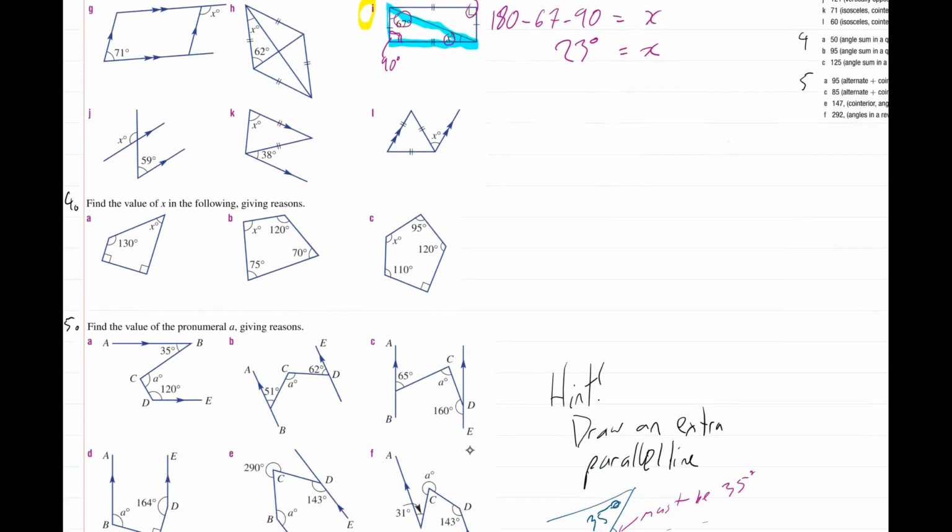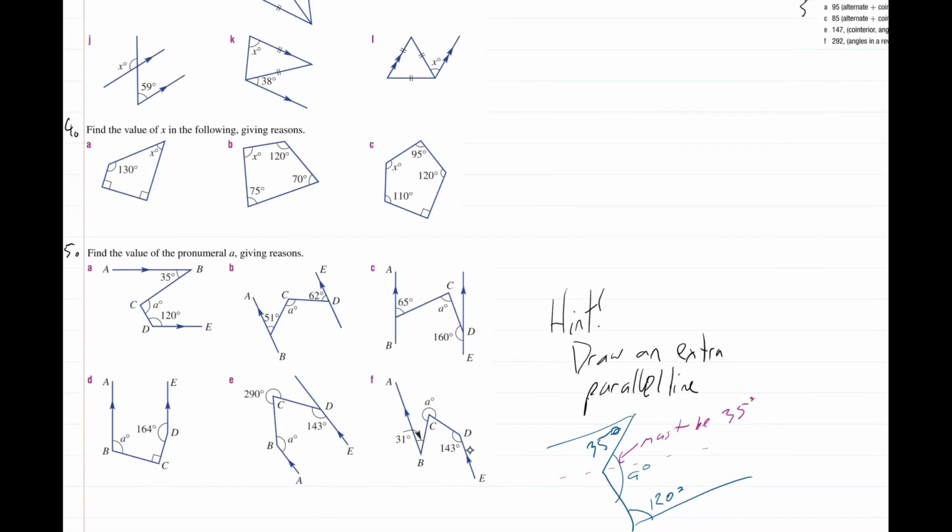Okay, let's keep on moving. Okay, here we go. This one. Actually, I changed my mind. This one. Now, this one says find the value of x. Well, they're all finding the value of x. So, we've got x.